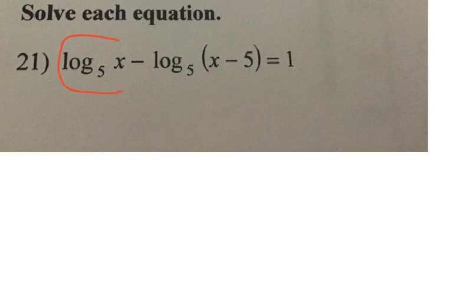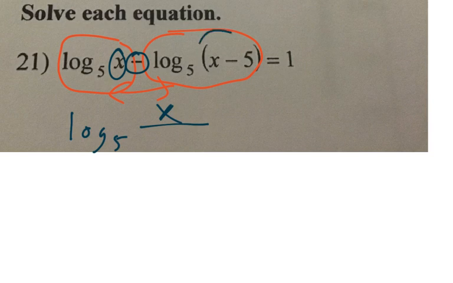Why? See how we have 2 log 5s. Well, you can't solve it if there's 2 of them. So we need to put them together. So the minus in the middle means I'm going to divide it. So I know I have a log base 5. I'm going to take this x, divide it by the x minus 5. And that still equals 1.